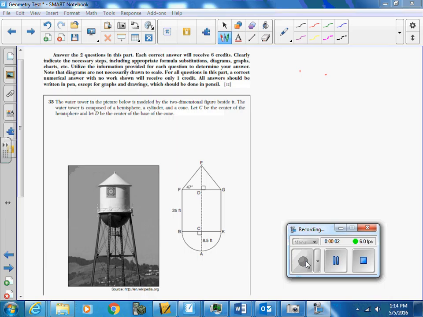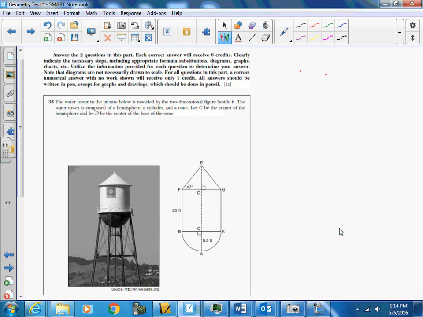Okay, we're going to go over problem 35 from the 2015 June Geometry Common Core exam. This is the first of the 6-point problems on the exam. There are 2 of them, so I'm going to be going over both of those in this video. All right, so let's read the question here.